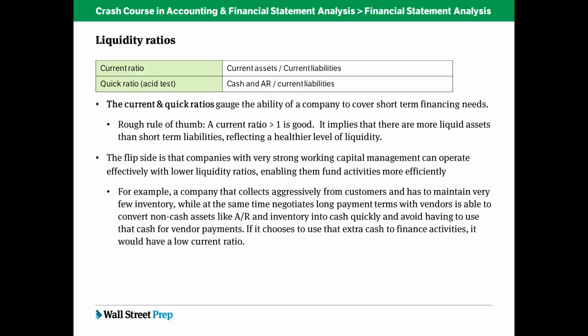So for example, a company that collects aggressively from customers and has to maintain very little inventory, while at the same time negotiates long payment terms with vendors and is able to convert non-cash assets like AR and inventory into cash quickly and avoid having to use that cash for vendor payments. If it chooses to use that extra cash to finance activities, it would have a low current ratio. So the takeaway here is we have an example of a company that actually is doing very well.